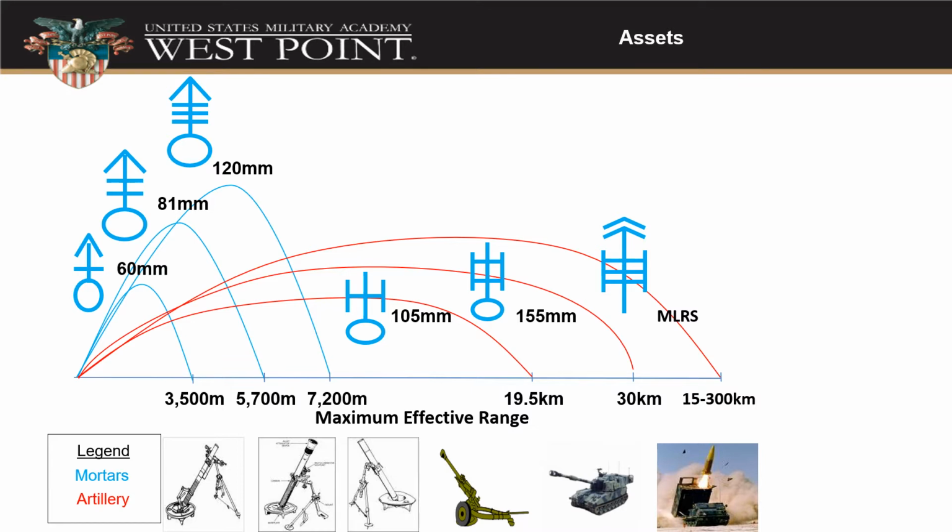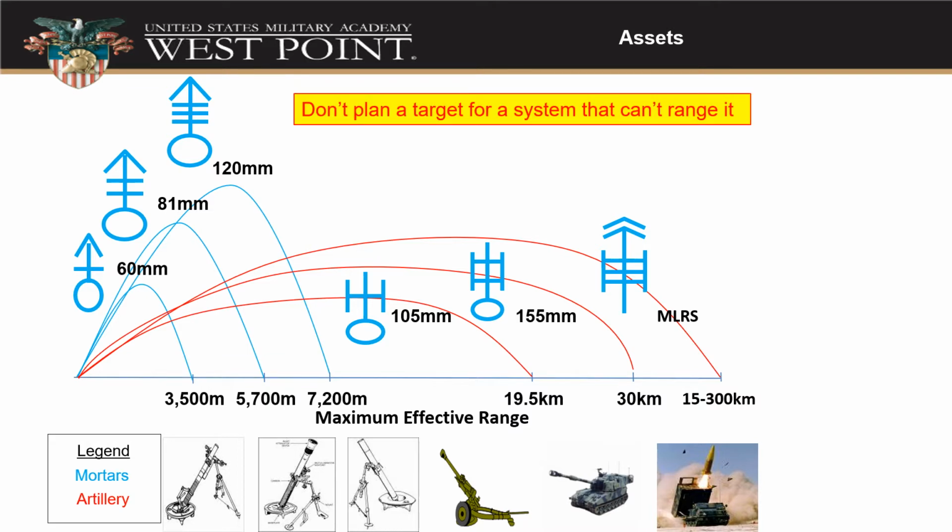What kind of assets do we have? We have a variety of things. You can see here that we've got 60, 81, and 120 millimeter mortars in our inventory. We also have 105 and 155 millimeter howitzers, and then we also have our rocket systems like the MLRS. This chart gives you some idea of what ranges they're effective at.